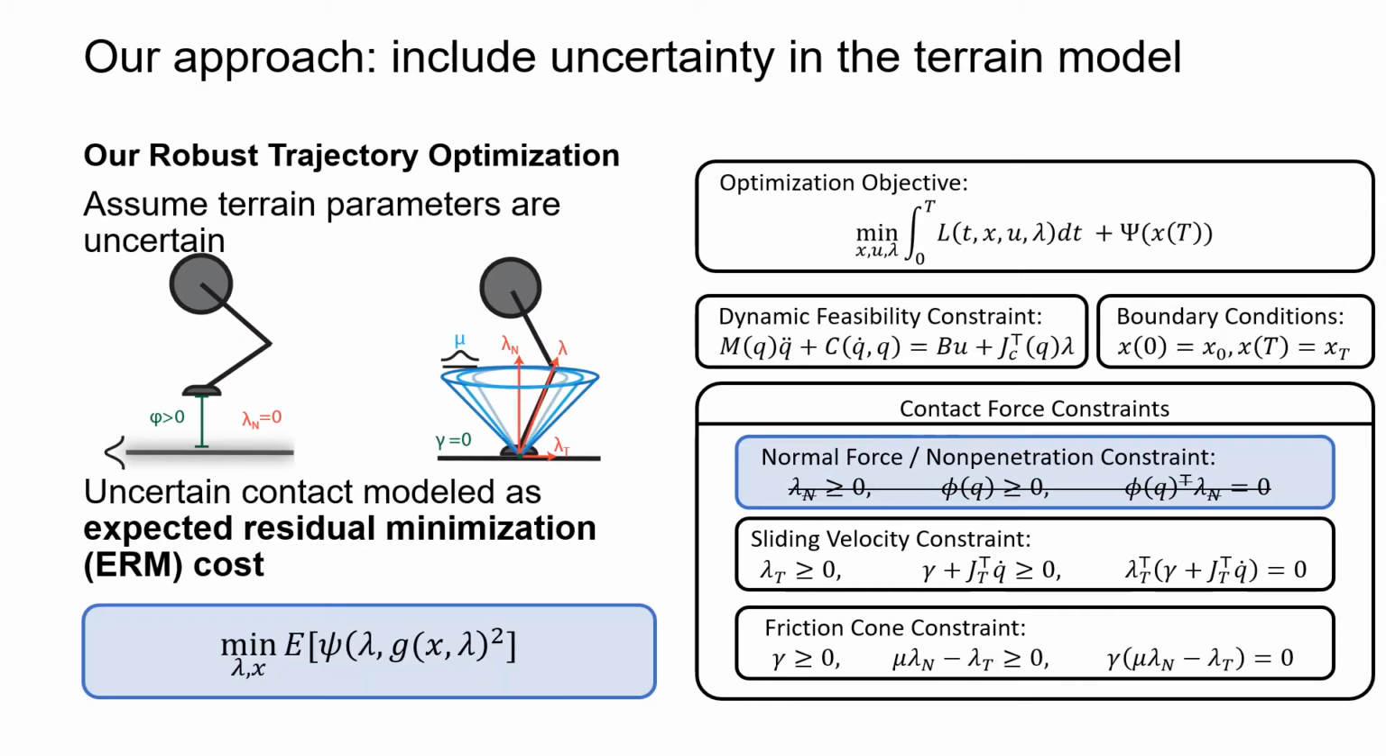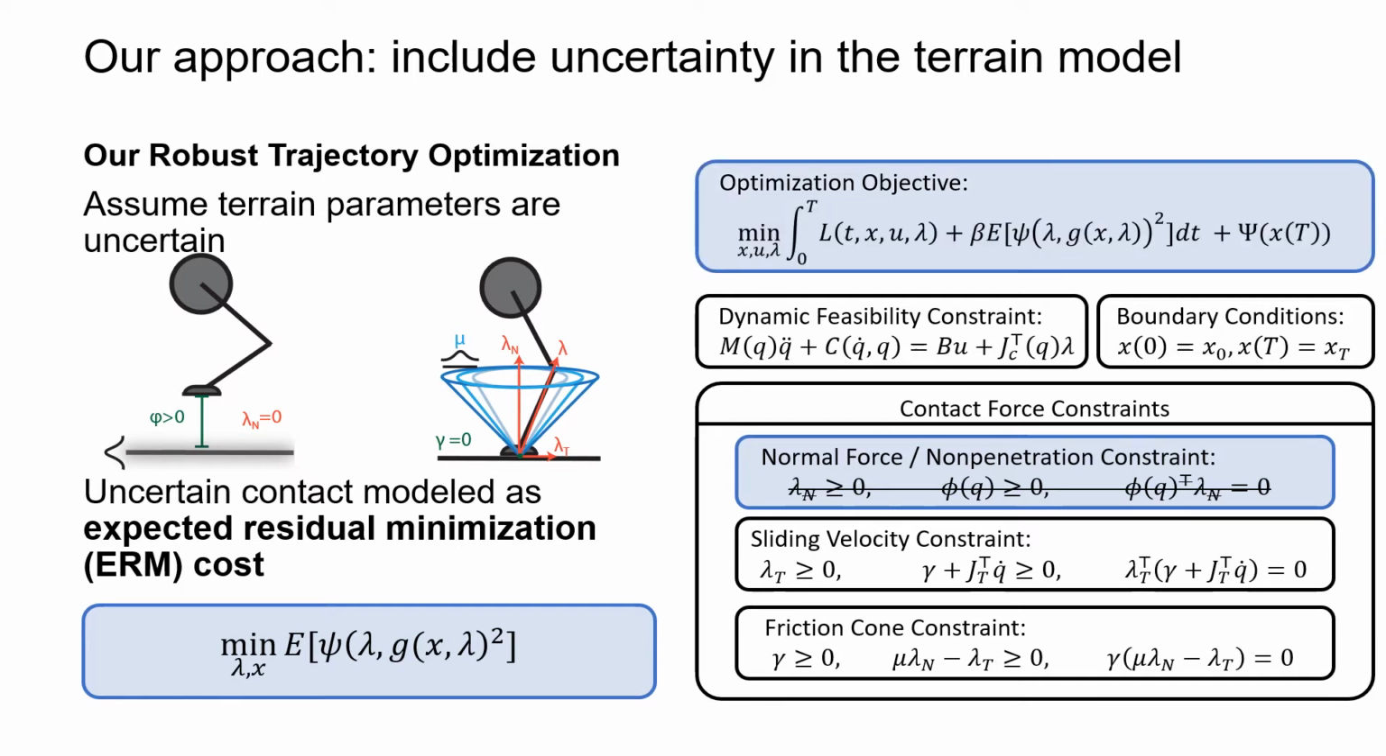In our approach, we specifically model uncertainty in the terrain model. We assume that the terrain parameters, such as the normal distance to the terrain and the friction coefficient, are normally distributed. We replace the complementarity constraints with a residual function psi, and then minimize the expected residual under the associated terrain distribution in a method called expected residual minimization.